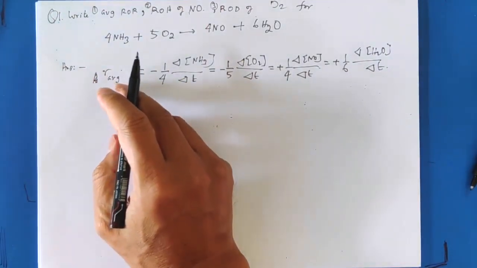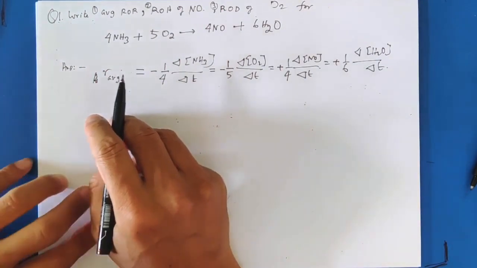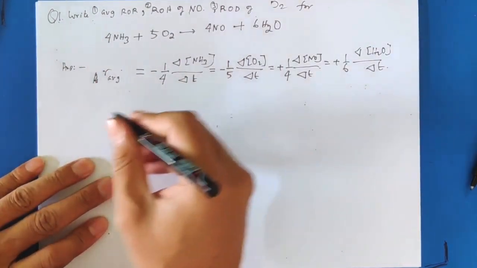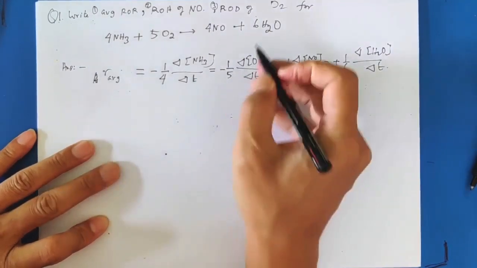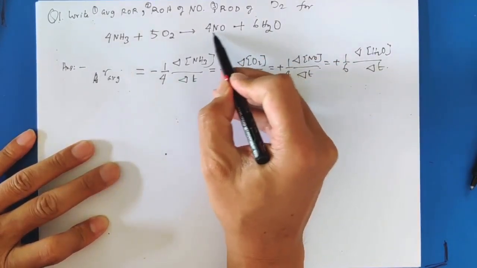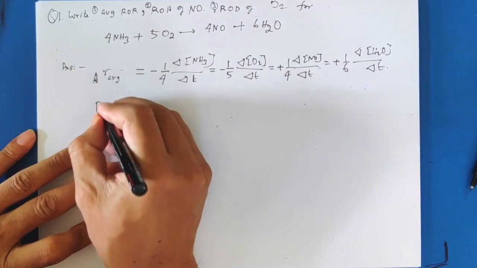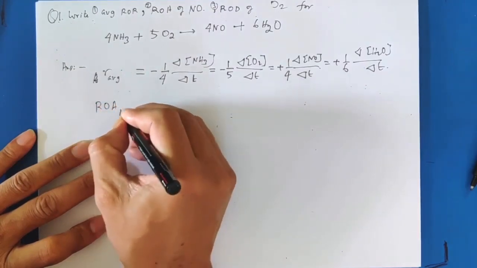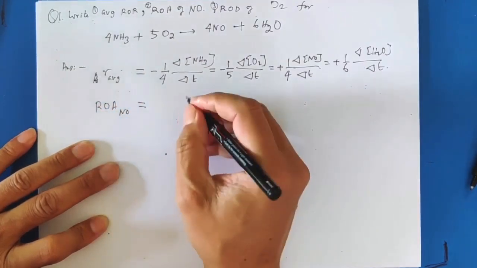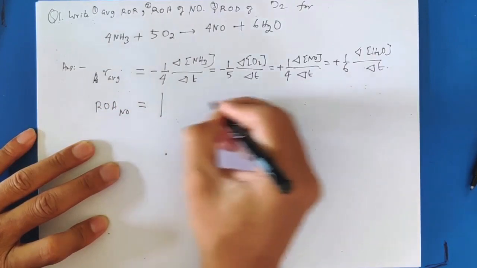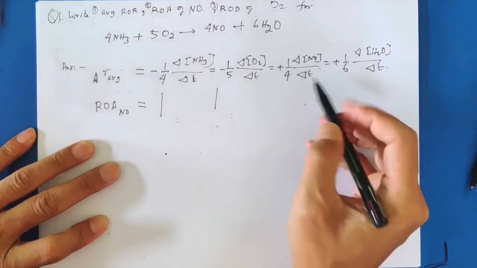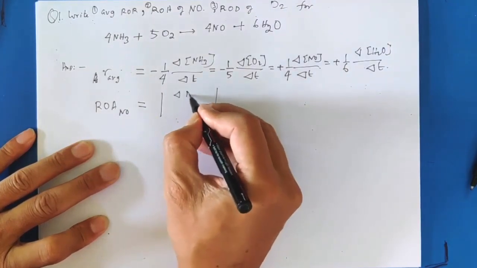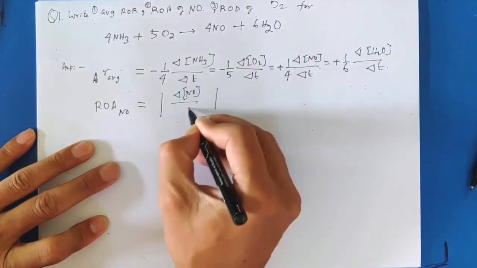Question number 1. Average rate of reactions. Rate of appearance of NO, rate of appearance of this product, the first member of the product. Rate of appearance of NO, so again the modulus. Where is the NO part? Stoichiometric coefficient by 4, so del NO concentration by del T.